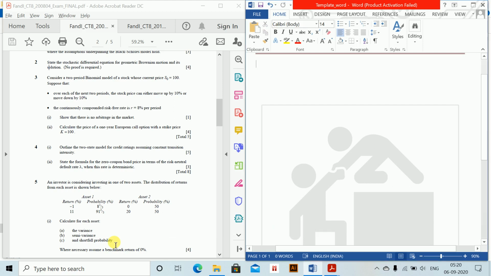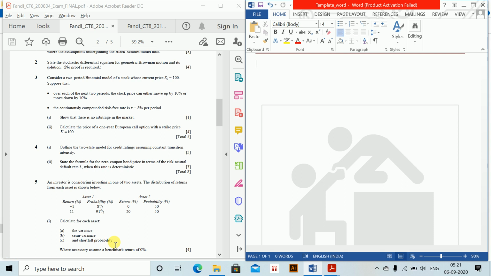Binomial model. Consider a two-period binomial model of a stock whose current price S0 is equal to 100. Suppose that over each of the next two periods, the stock price can either move up by 10% or move down by 10%. The continuously compounded risk-free rate R is equal to 8% per period. Show that there is no arbitrage in the market and calculate the price of a 1 year European call option with strike price K equal to 100.